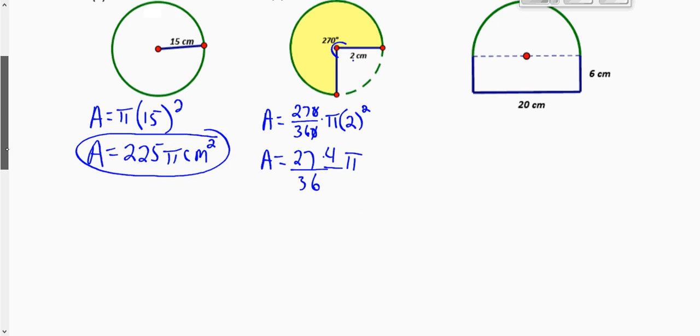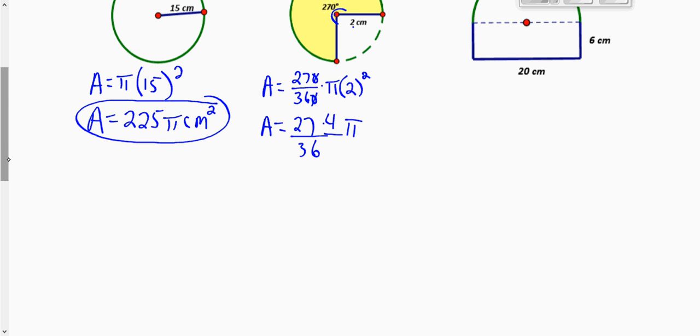So 27 over 36, that reduces even further. We can divide 27 and 36 both by 9, which is 3 times 4 over 4 pi. Now, of course, the 4's just cancel, so the area is just 3 pi centimeters squared. See, you don't need your calculator for this stuff.